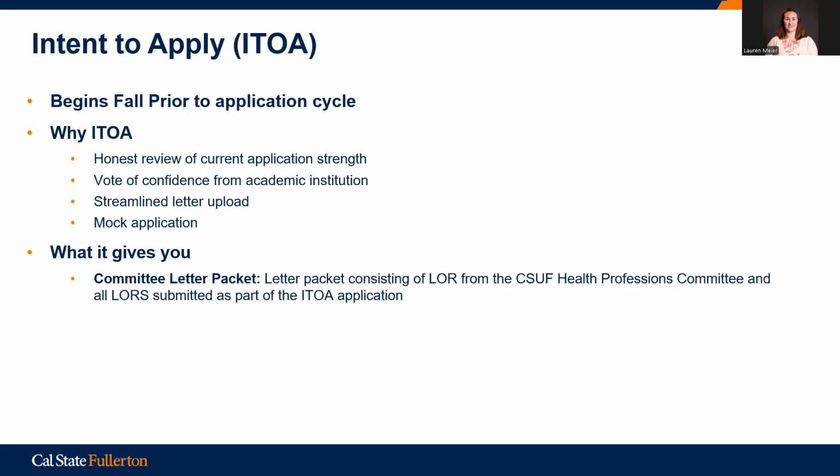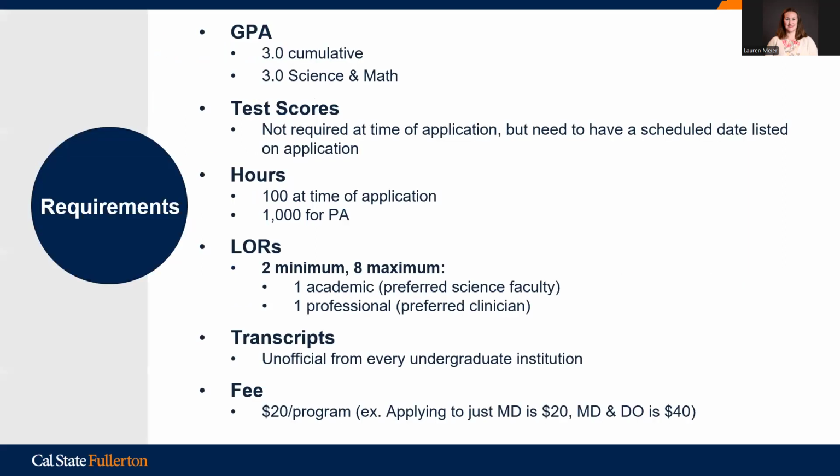So what it gives you is a committee letter packet, which consists of a letter of recommendation from our health professions committee, as well as all letters of recommendation you submitted as part of the application. To qualify for this process, you do need to have a minimum of a 3.0 cumulative and science and math GPA. You do not have to have your test taken at the time of the intent to apply application, but you do have to have a date scheduled. For hours, for everything except PA, you need to have at least 100 clinical hours at the time of application. For PA, you need at least 1,000.